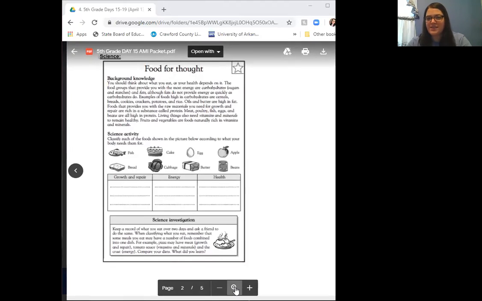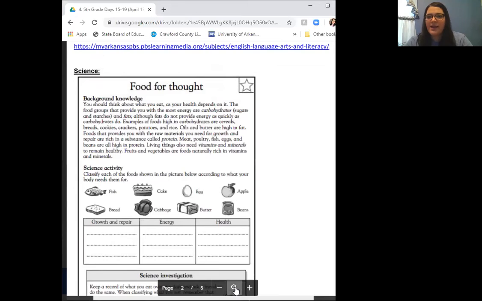Then after writing, you have a science option. So you'll do the science option for today. So today for science, you have another worksheet, and I'll share it here so we can all look at it at the same time. So your science worksheet for today, let me try and zoom in on it, is food for thought. So it gives you a little bit of background knowledge to start your worksheet.